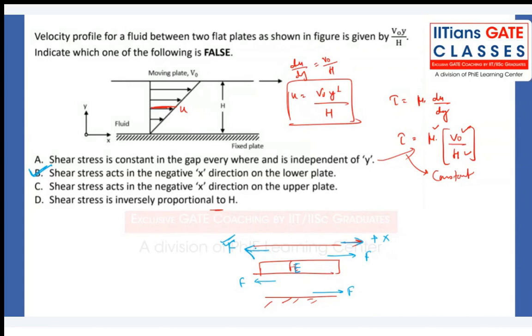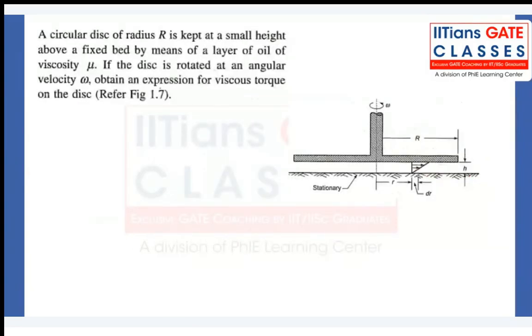Now, try to solve this particular question and tell me the answer. A circular disc is given in the problem. There is a circular disc in which we have the fluid, as you can see. Now, we have to rotate it at some constant angular velocity. Definitely, we have to apply some kind of torque to maintain that speed. They are asking what is the viscous torque offered by the fluid onto the disc. This is a disc. Try to solve this and tell me the answer.